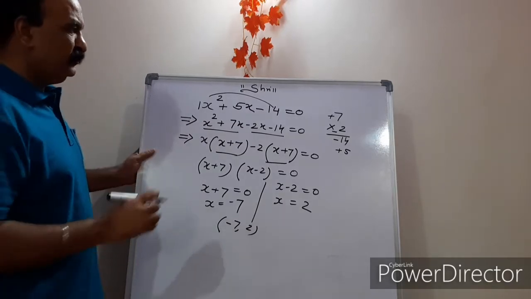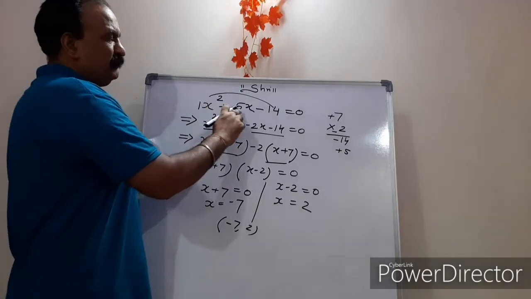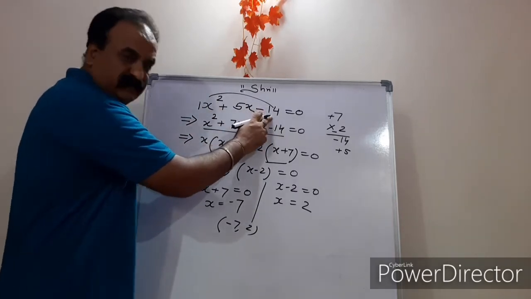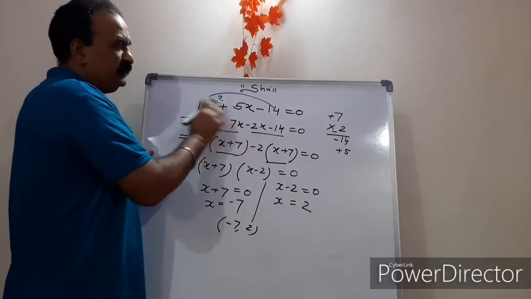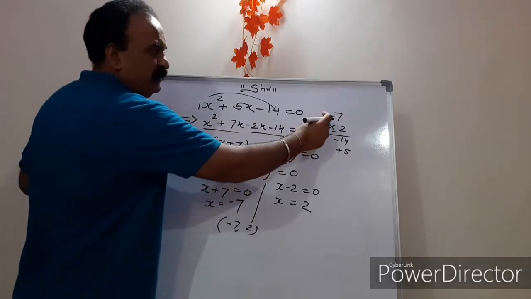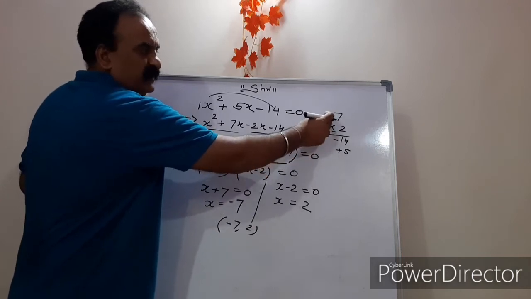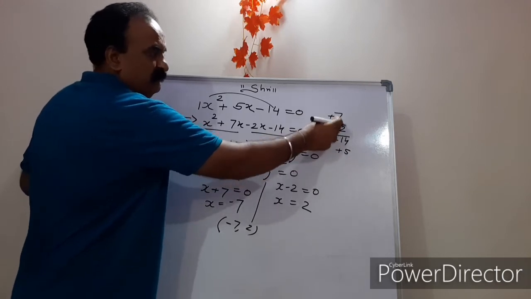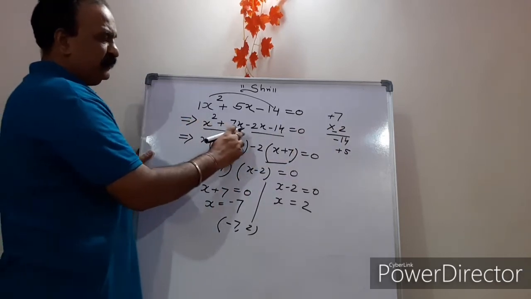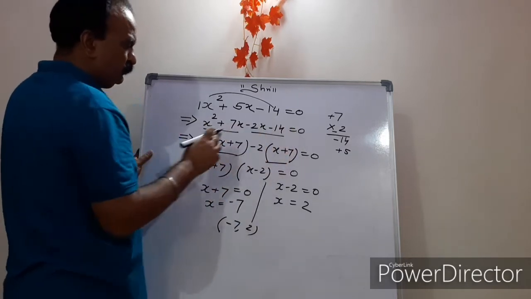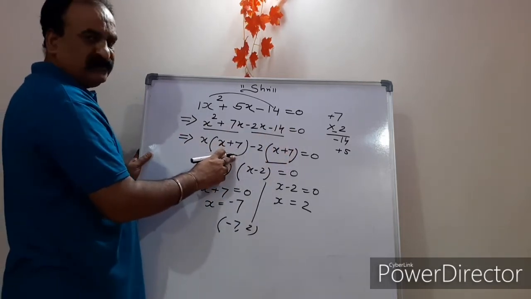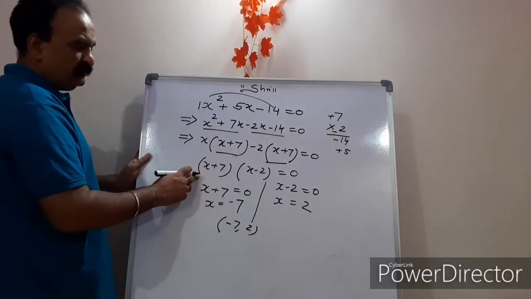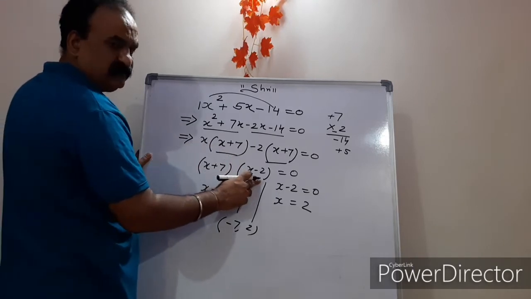Again I would like to explain. This is x square plus 5x minus 14. What are those numbers whose multiplication is minus 14 and whose addition or subtraction gives 5? I only have the pair 7 and 2, plus 7 and minus 2. Plus 7 times minus 2 is minus 14 in multiplication, and 7 minus 2 is 5. So x square plus 7x minus 2x minus 14 equal to 0. Take x common, x plus 7. Minus 2 common, x plus 7 equal to 0. Then x plus 7 again common, and in the other bracket, x minus 2.